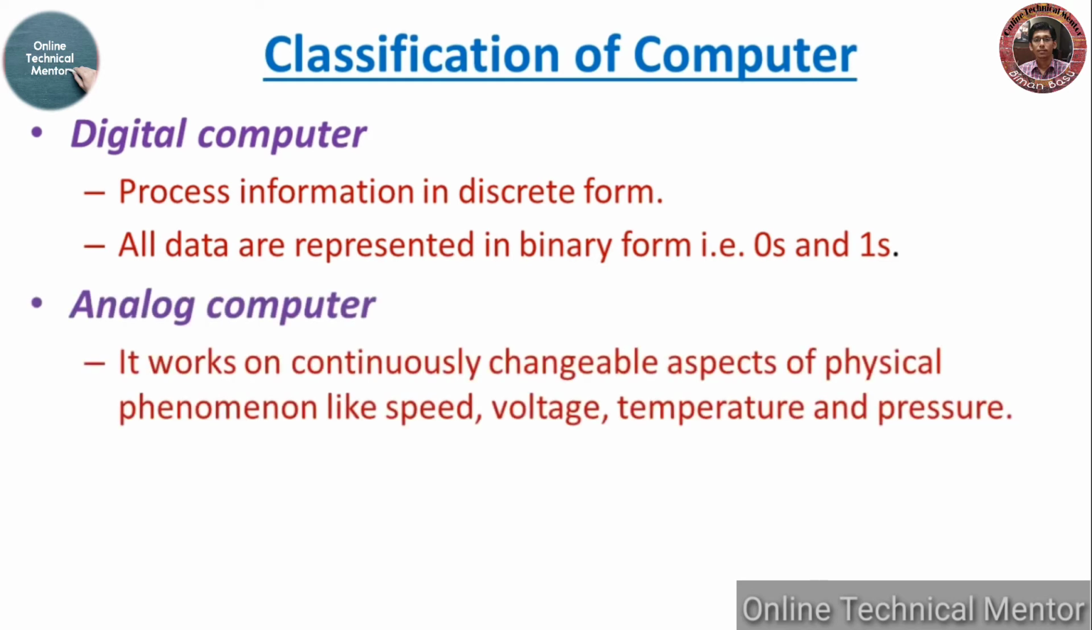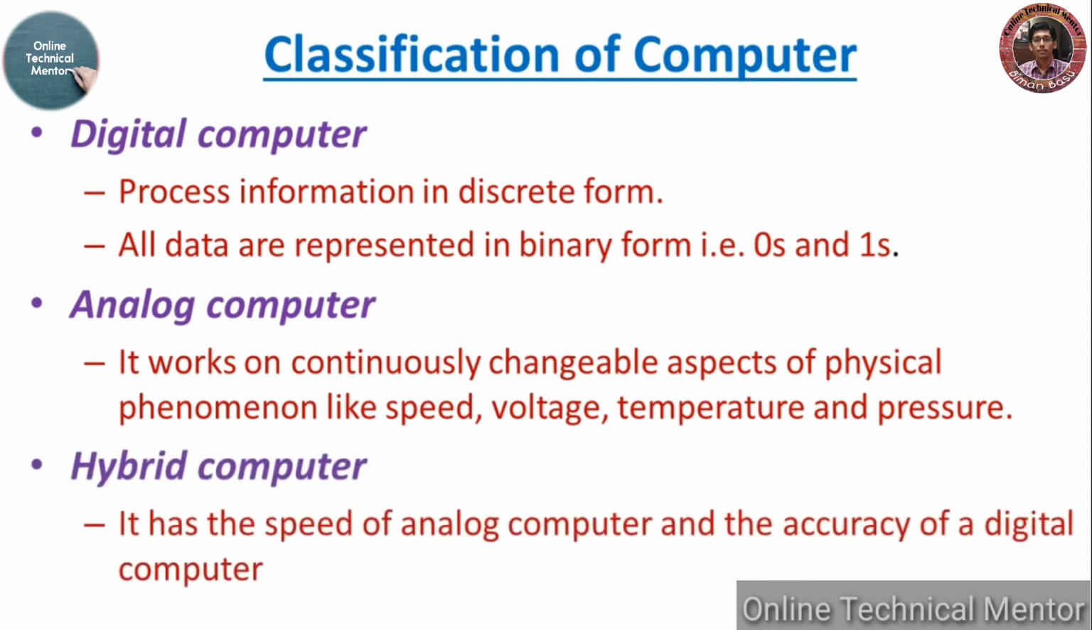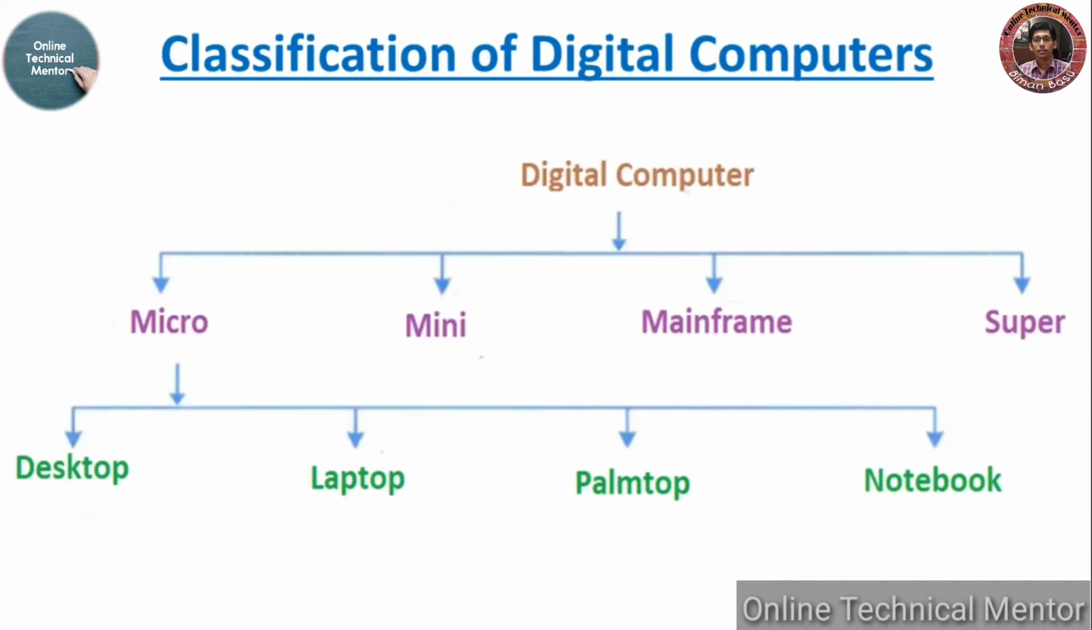Next, analog computer. It works on continuously changeable aspect of physical phenomenon like speed, voltage, temperature and pressure. You can think that a thermometer is one type of analog device. And the hybrid computer, it has the speed of analog computer and the accuracy of a digital computer. Moreover, it has the measuring capability of an analog computer and the logical, arithmetic and control capabilities of the digital computer. Since we are going to study about the digital computer only, so let me show you the classification of digital computer. So this is the classification.